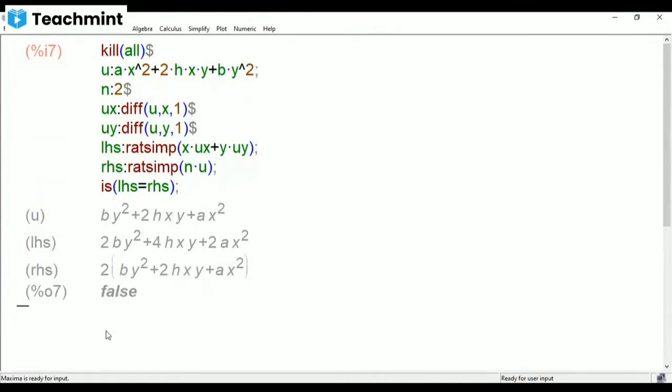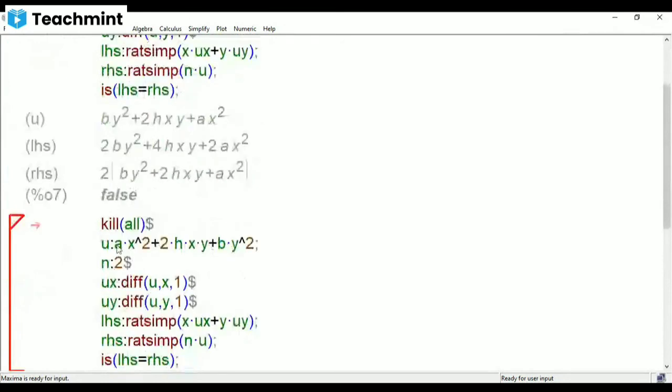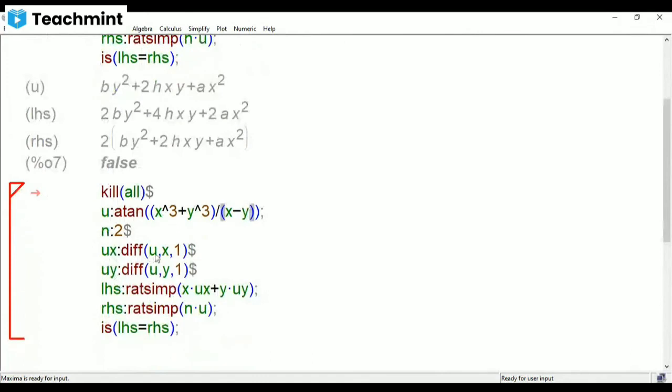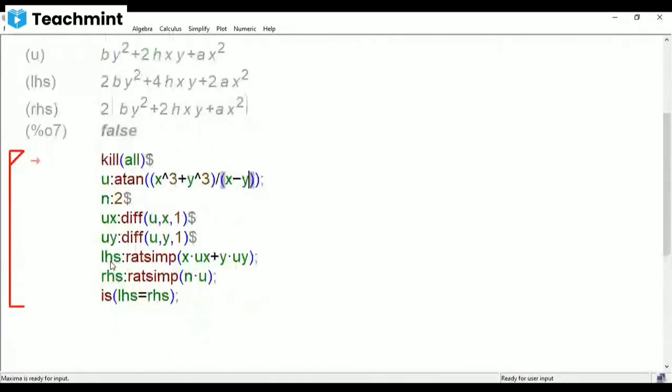What was the next problem? As usual, our u was tan inverse, so we have to use arctan. Tan inverse of, what was your numerator? x cube plus y cube. You have to write the numerator within a bracket divided by, you have to write the denominator also within a bracket, x minus y. And what was the degree? Degree was 2, right? Ux is this, uy is this, LHS is ratsimp of this, and RHS.